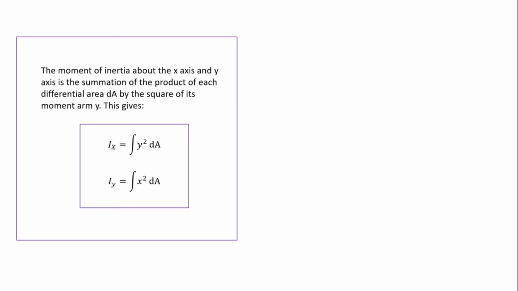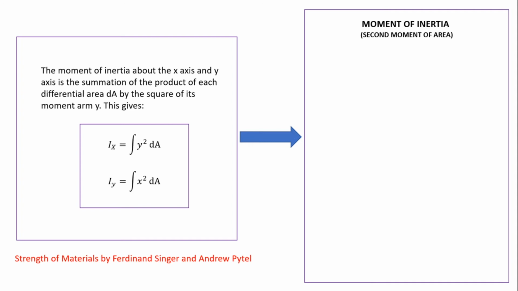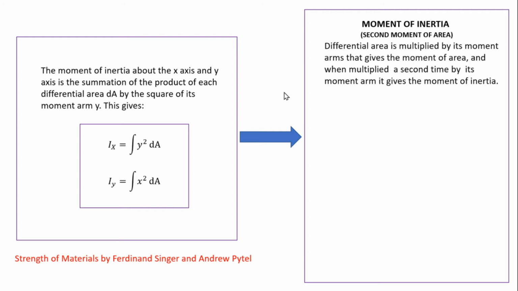Okay, so paano po ba tayo nag-come up sa ganitong formula? So, bago ang lahat, ang aking pong reference book na ginamit ay ang Strength of Materials by Ferdinand Singer and Andrew Pytel. Nasa part po na padulo yung topic na moment of inertia. So, ang moment of inertia po ay tinatawag ding second moment of area. Why? Because pareho lang naman po siya ng pagkaka-define dito.